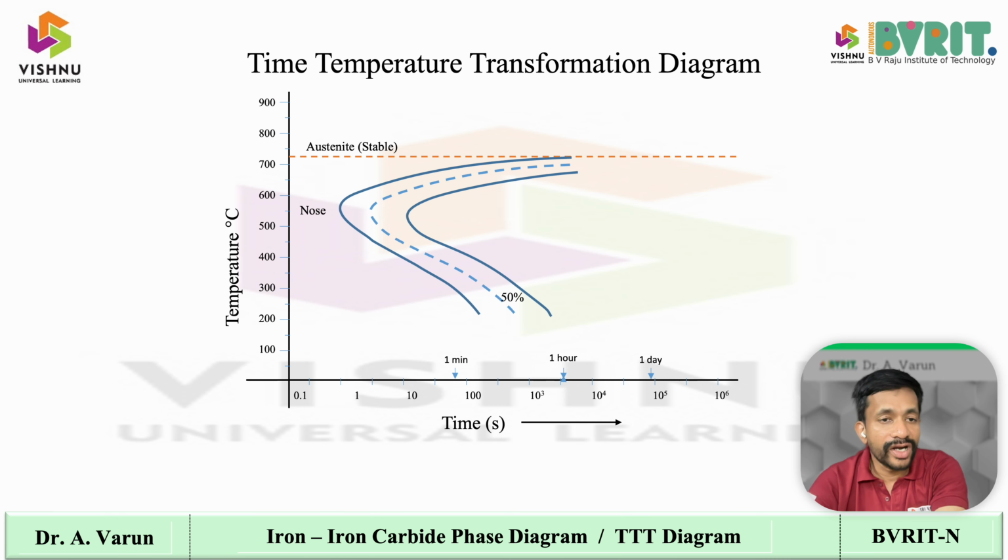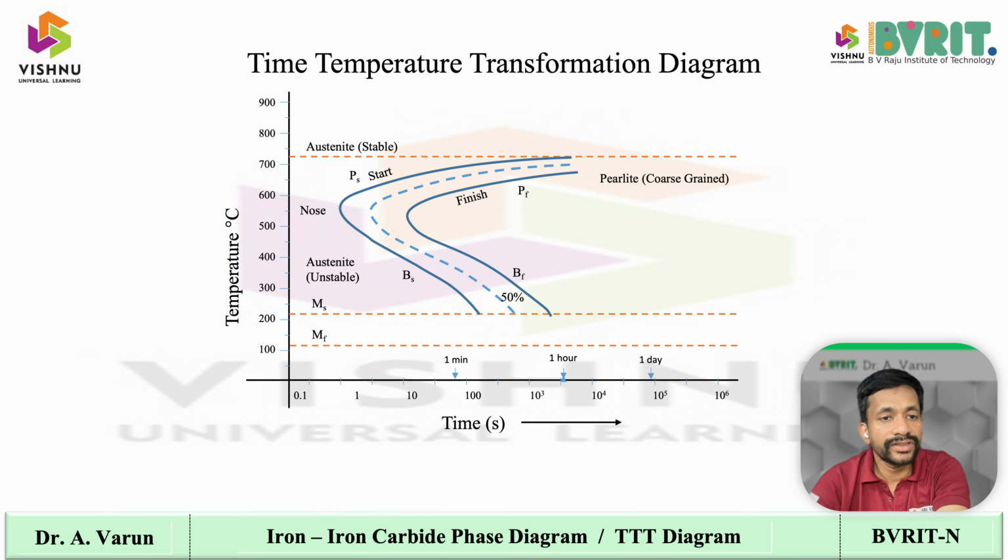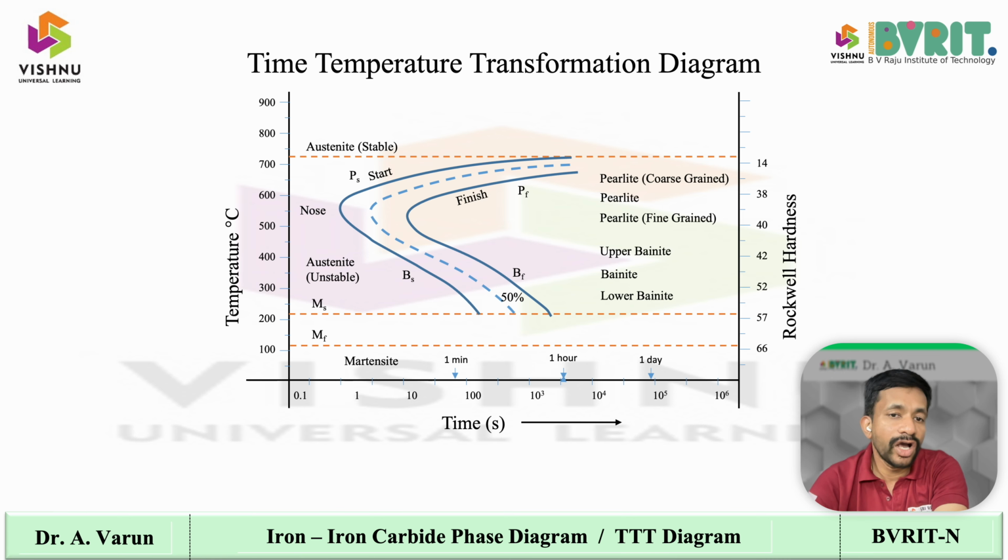So once we got the plot, you have a nose region at somewhere around 550 degrees centigrade, above which you have pearlite, below which you have bainite. So austenite is stable here, unstable here, right? And you have, let's say, starting with coarse pearlite, pearlite, fine pearlite, upper bainite, acicular or lower bainite, and below this you have martensite, right? And we also have seen with this the increasing Rockwell hardness as well.